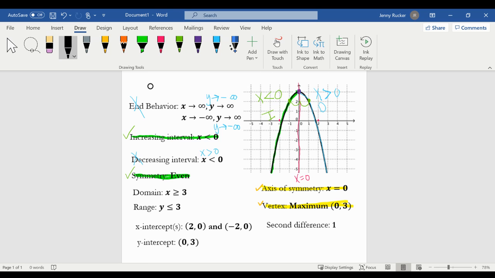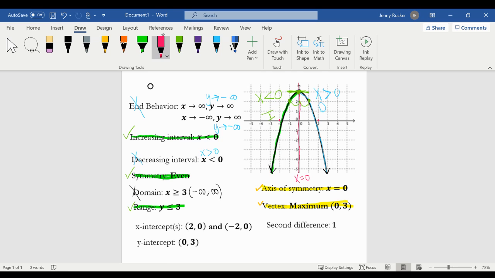Our domain is not x is greater than or equal to 3. The domain for all parabolas is negative infinity to infinity, all real numbers. This parabola is going to continue to branch to the left and to the right as it moves down. Our range is y is less than or equal to 3. 3 is our maximum value that this parabola will ever achieve. So the range is accurate at y is less than or equal to 3.